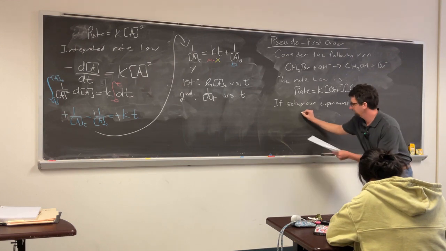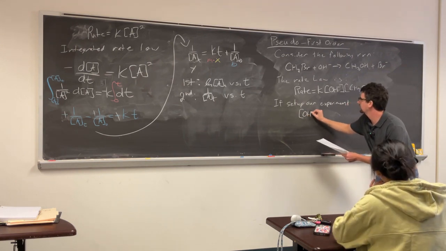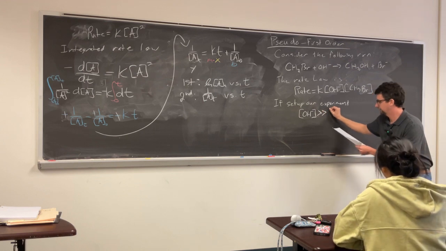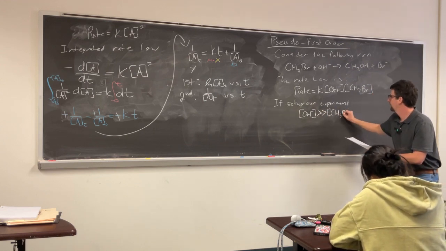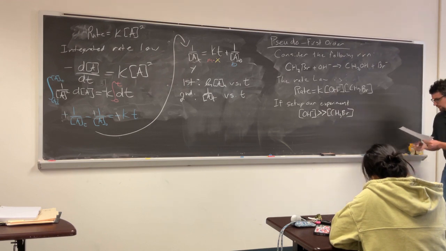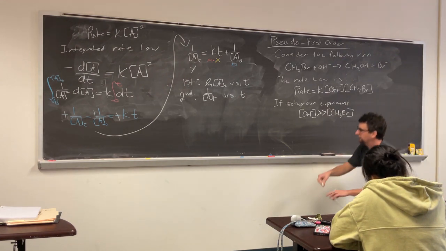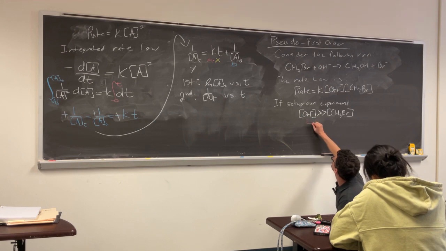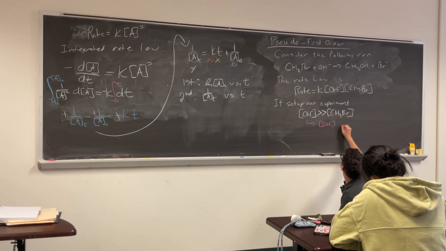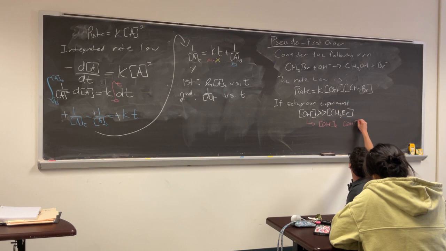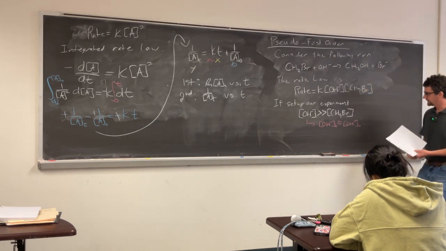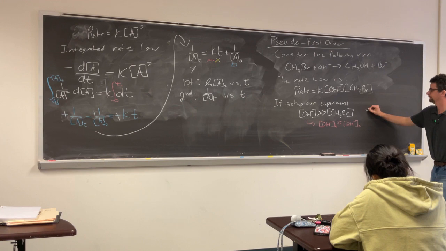So if you set up our experiment where we have our hydroxide ion concentration much greater than our bromomethane concentration, what can we say about the hydroxide ion concentration? In comparison to at some other time, in comparison to the initial? Yeah, they're approximately the same. Okay, so that's going to modify our rate expression.